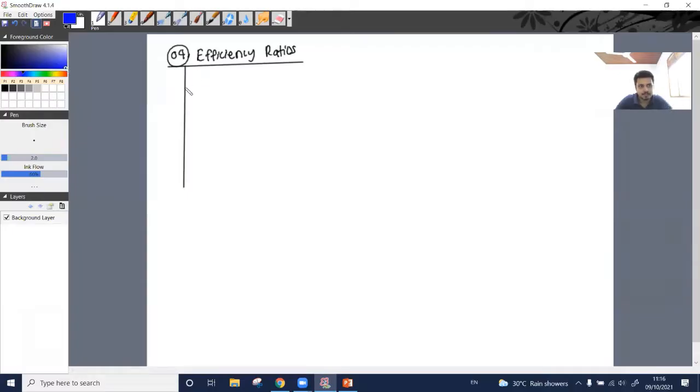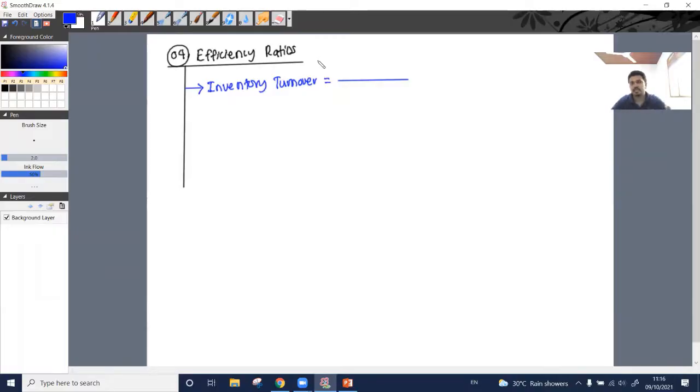First one, we have inventory turnover ratio, right? How to compute inventory turnover ratio? Inventory turnover. So this provides how many times within the given period we have sold the inventory.